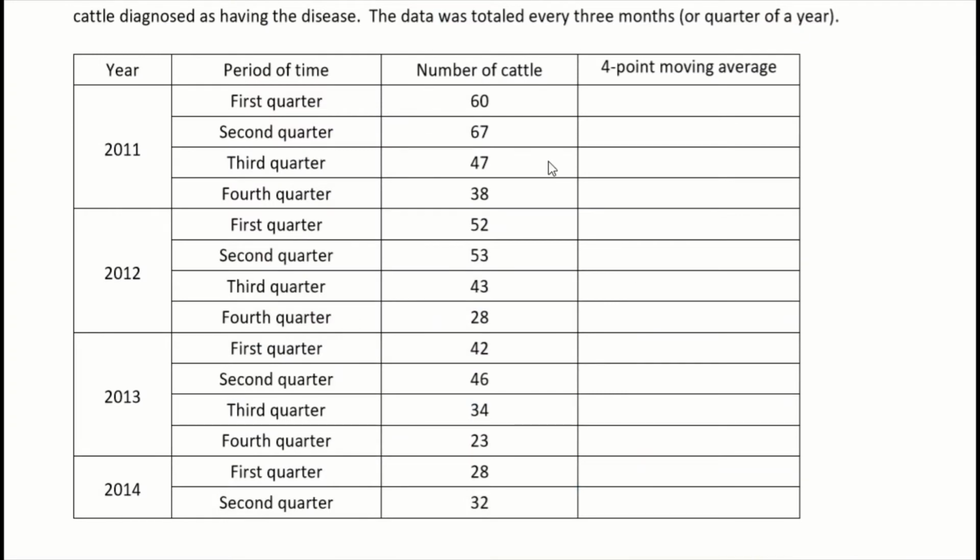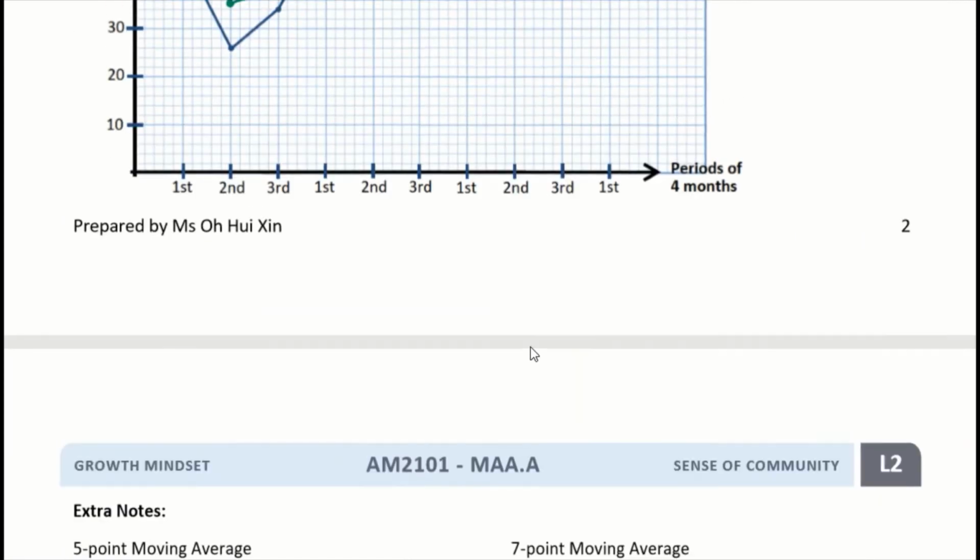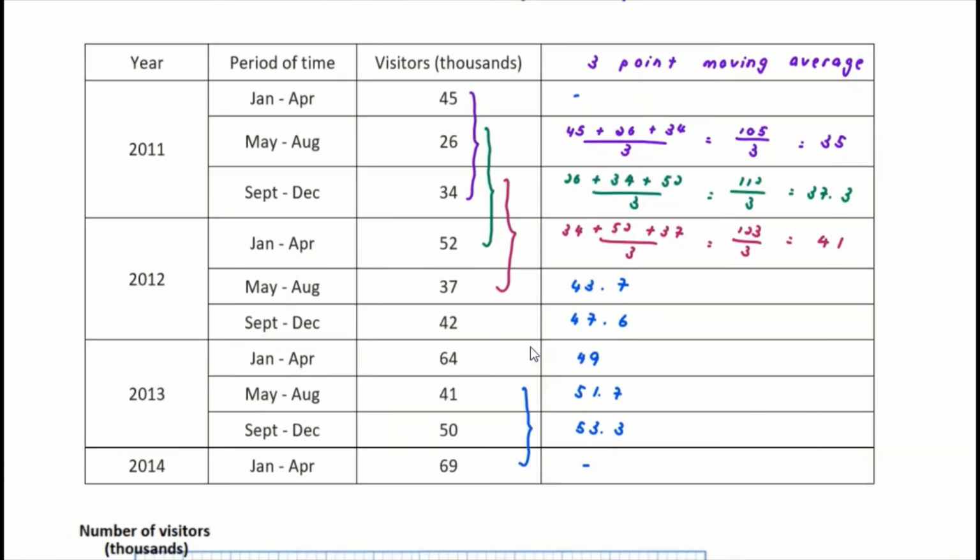So if let's say we are going to carry out a 4-point moving average, I'm not sure if you realize that there's some issue over here. When you try to look at it, if you are having an odd number of points, for example, the previous one, a 3-point moving average, then your center is supposed to be at the second point. Am I right?